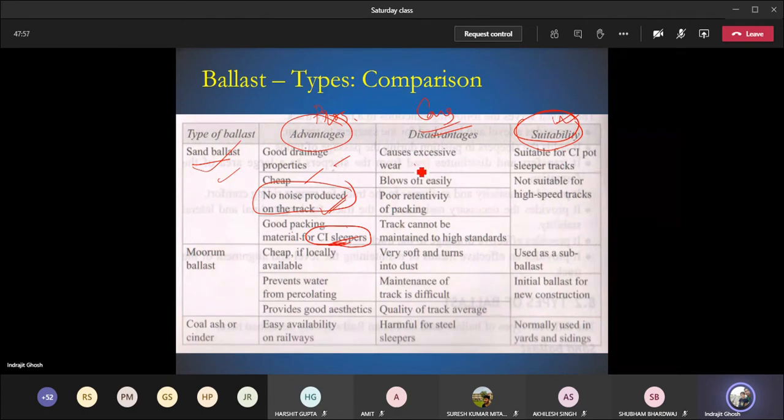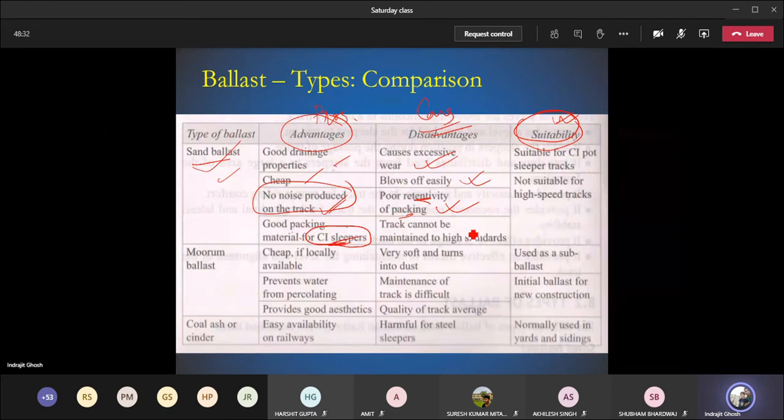Disadvantages: excessive wear of the rail head, and the rolling stock blows up easily because those are lightweight. Poor retentivity of packing. The packing that we use underneath the ballast can get wasted very easily. So sand, no matter what kind of pressure you provide in order to make a level surface, or you dump it under the ballast, when the train is moving at a very high speed, you can understand that it will not be able to retain the packing. So poor retentivity of packing.